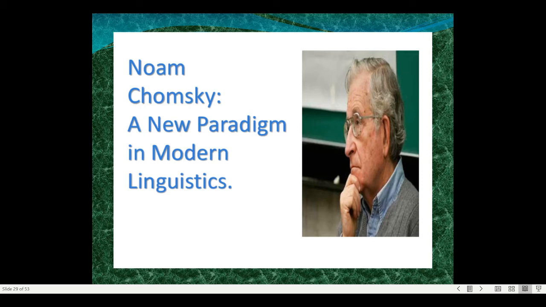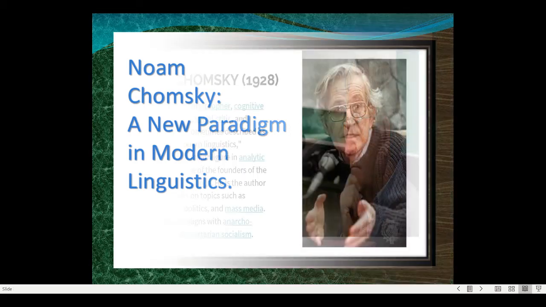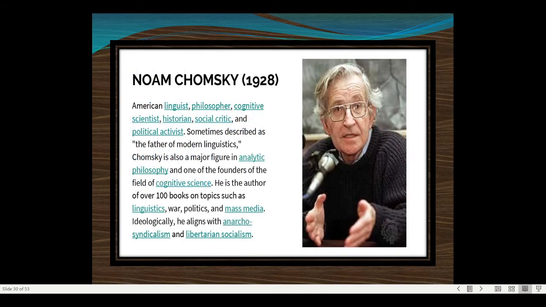Another important name who has triggered new paradigms and shifts in modern linguistics is Noam Chomsky. Chomsky, the American linguist, philosopher, cognitive scientist, historian, social critic, and political activist, is sometimes also called the father of modern linguistics. Chomsky is also a major figure in analytic philosophy and one of the founders of the field of cognitive science. All these things will be explained in another video lesson which is exclusively for Noam Chomsky.